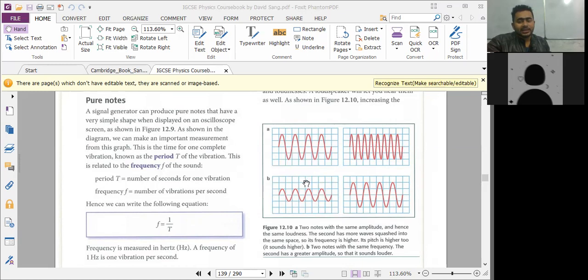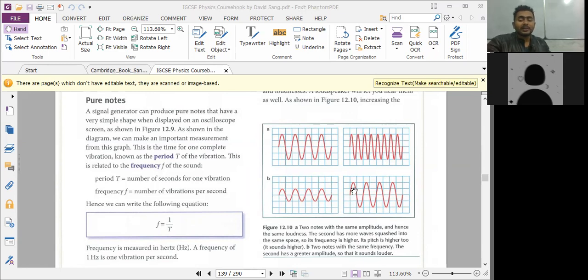In the second, let's see how many complete waves are shown: 1 2 3 4, and on the right side 1 2 3 4. Again this is 4 complete oscillations, but this time the second part of graph B has higher amplitude. Amplitude is the same, not higher frequency. Frequency is the same, but amplitude is more.